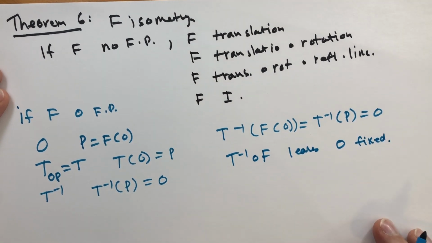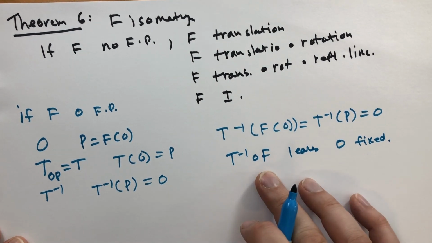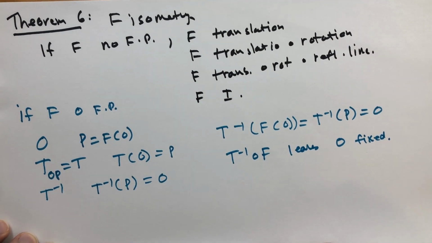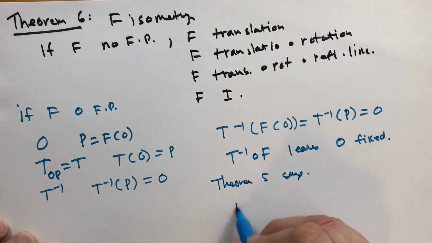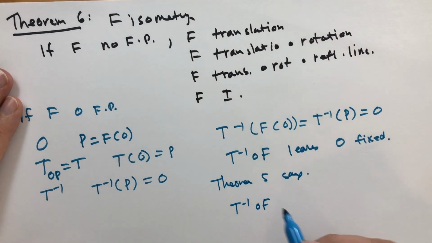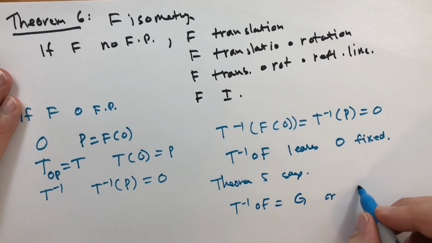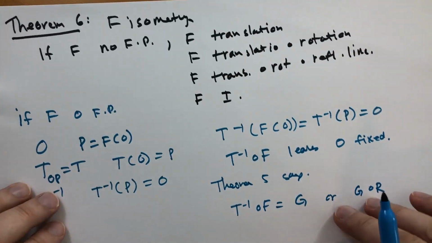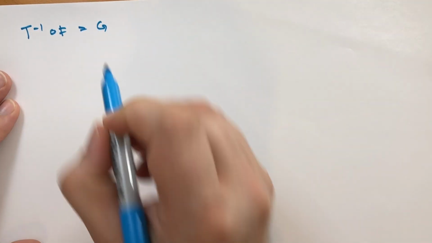Do you see how that works? So we started with just assuming that there is a translation, and this translation composed with F will leave O fixed. So whatever F is, it has to leave O fixed. All right. We can therefore apply Theorem 5. Theorem 5 says that T inverse composed with F could be a rotation around O, or it could be a rotation composed with a reflection, or it could be the identity, et cetera. We're not going to go there; that's pretty easy to show. So let's suppose that T inverse composed with F is the rotation G around O.